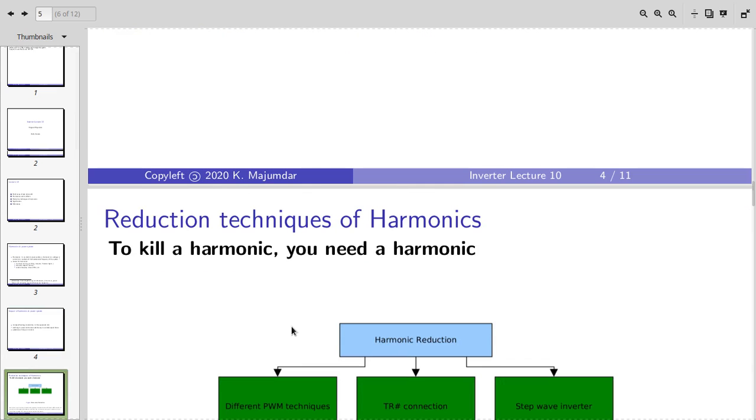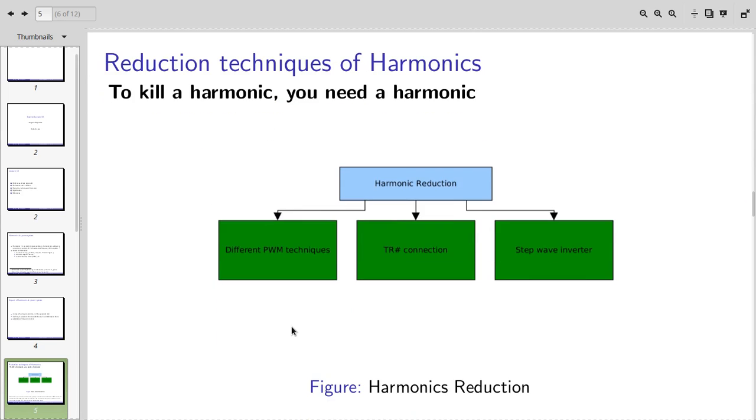So our next concern is how to reduce this harmonic. Just recall, to kill a poison, you need a poison. Similarly, here also, to kill harmonics, you need harmonics, right? So the culprit in the generation of harmonics here is power electronics. Now you have to use power electronics to kill these harmonics, right? These are the processes listed.